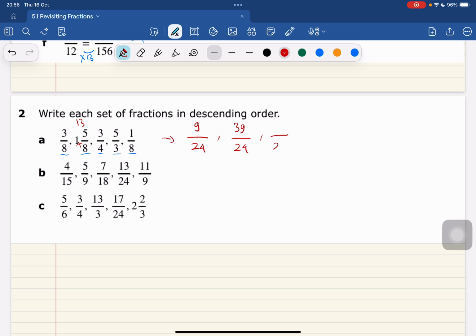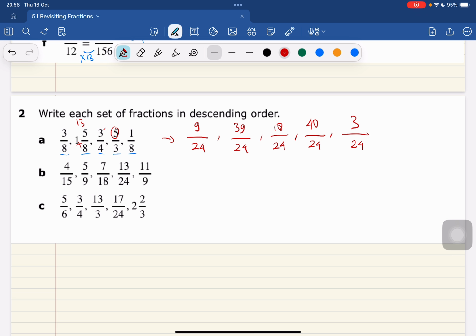Next, 24. So 4 times 6 is going to be 24. So 3 also we need to multiply by 6. So 3 times 6 will give us the answer of 18. Next, also we need to make it 24, which is 3 times 8 to make it 24. And then 5 also we need to multiply by 8. So will give us the answer of 40. Next, okay, 1 over 8. So we multiply it by 3 each. So it's going to be 24, and this is 3.